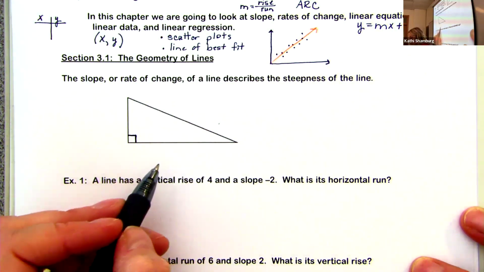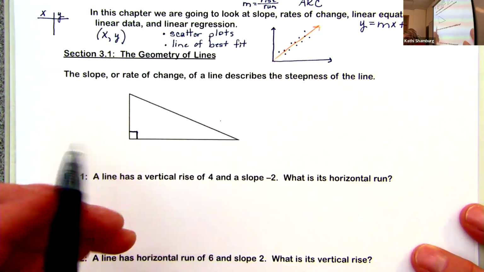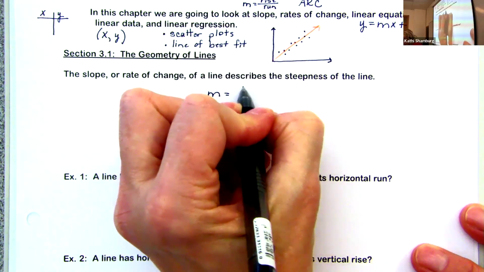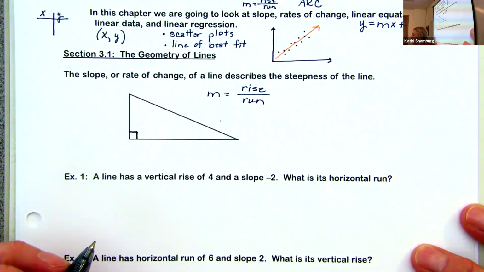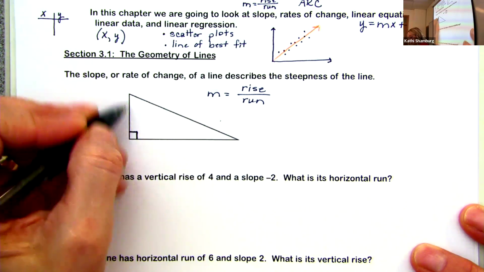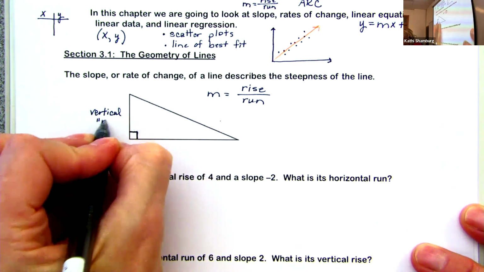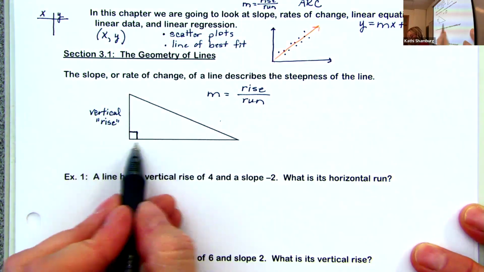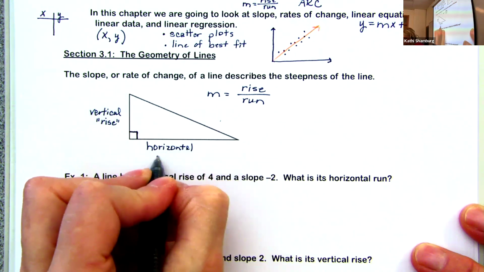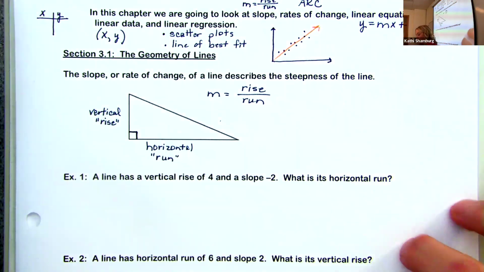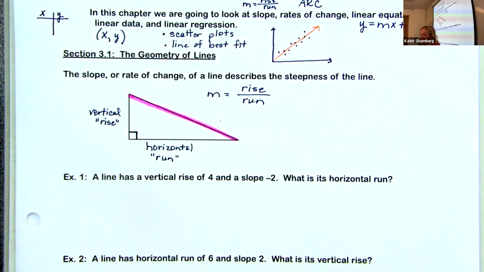Okay, so when I look at this in relationship to the slope, then I know my slope is, we just talked about, rise over run. So rise is your vertical rise. So that's what goes up or down. So this would be our vertical rise. And left to right would give us our horizontal run. Now, if I know both of those values, then I can find the steepness of my slope.